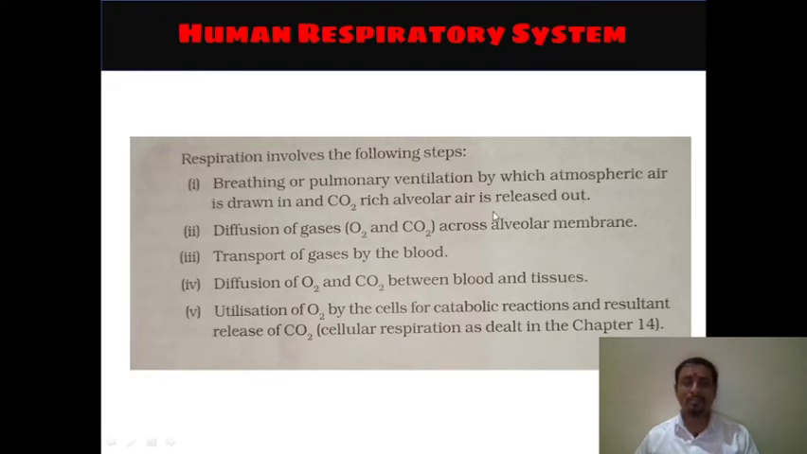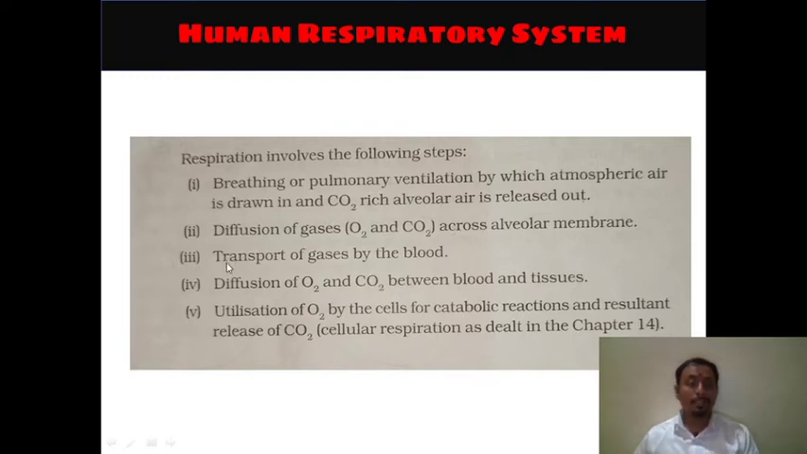So where does this CO2-rich alveolar air come from to the alveoli? From the blood after the digestion of food. CO2 is produced as a waste, and it is provided to the alveoli through RBCs. RBCs also have affinity towards CO2, as they do towards O2. Actually, the CO2 affinity for hemoglobin inside RBCs is more as compared to oxygen.